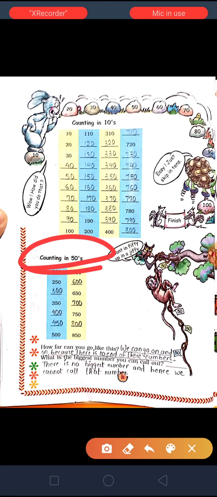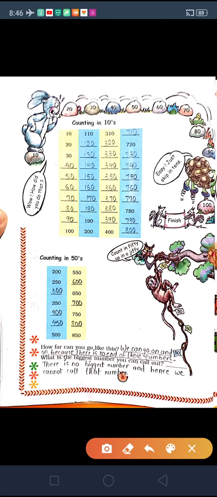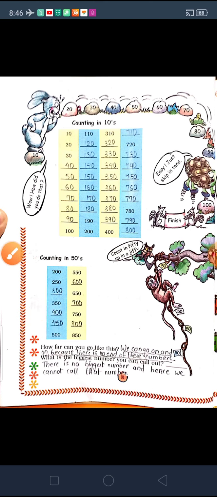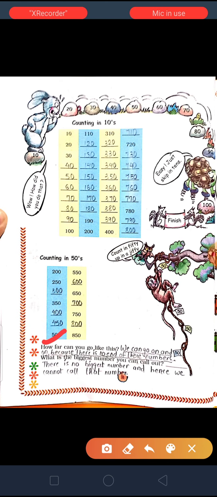Now counting in 50s, you have to do the same way as you did in counting in tens. Here you will add 50 to whichever number is given. 200, if you add 50, you will get 250. Add 50, you will get 300. 300 plus 50, you will get 350. Adding 50 to 350, you will get 400. If you add 50 to 400, you will get 450. And when you add 50 more, you will get 500. In the same way 550 is given, add 50, you will get 600. Adding 50 to 600, you will get 650.